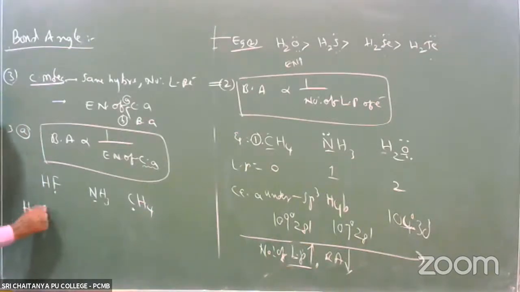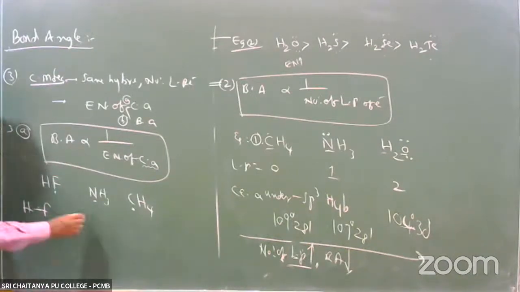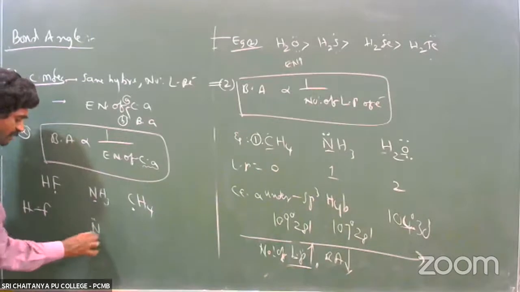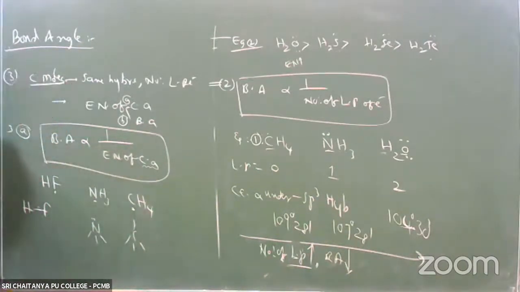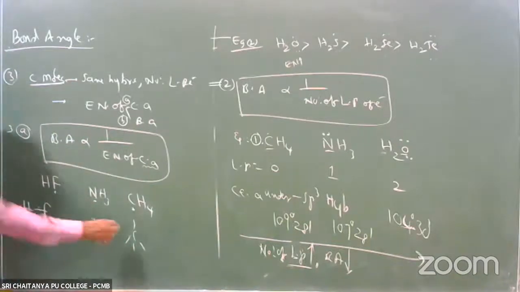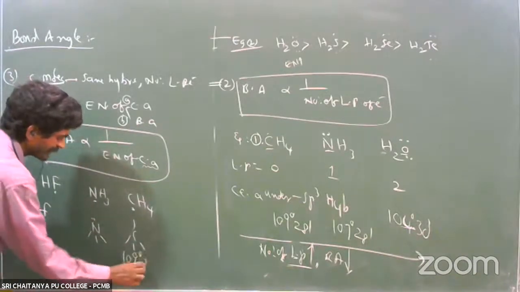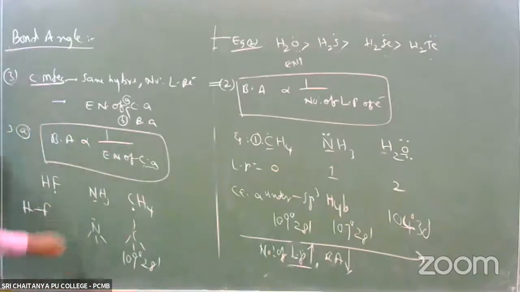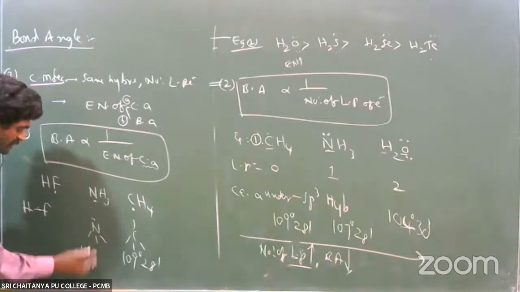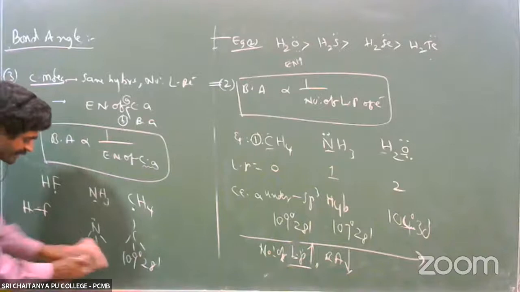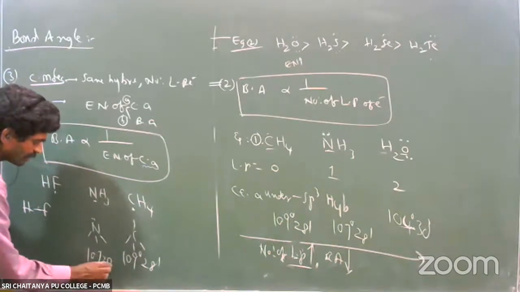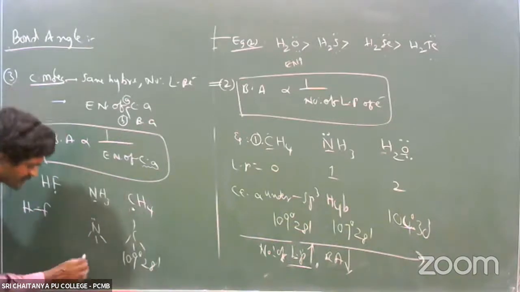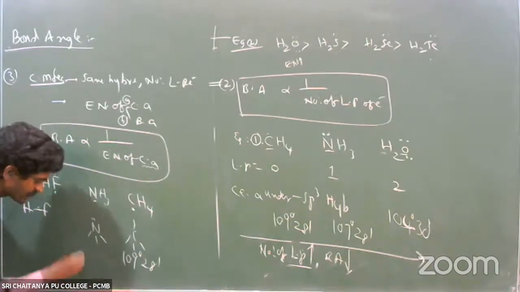This is a linear geometry, and the electron density is more here. This one has pyramidal geometry, and this one has tetrahedral geometry with no lone pair. That's why the bond angle is 109 degrees 28 minutes here, and 107 degrees in ammonia.